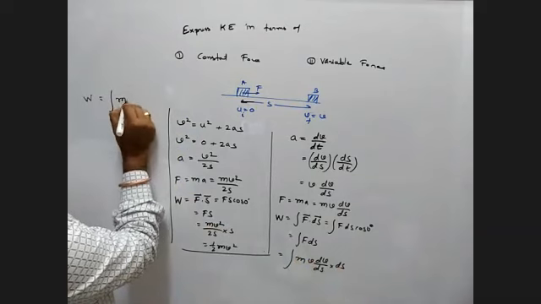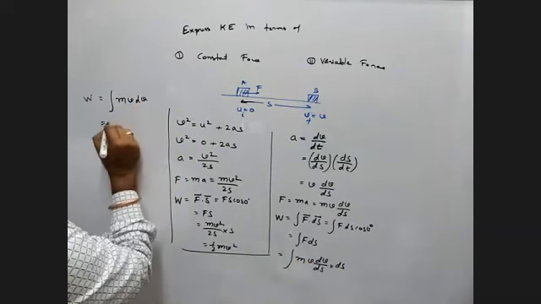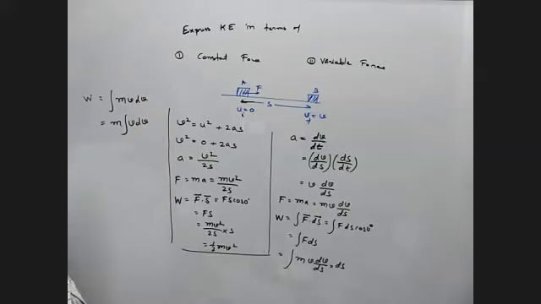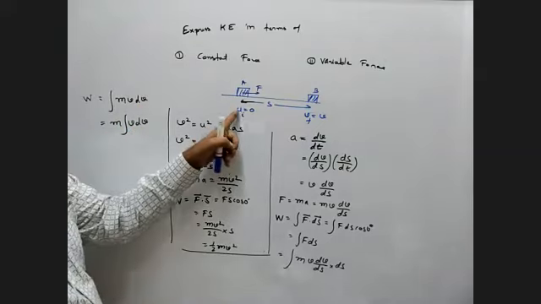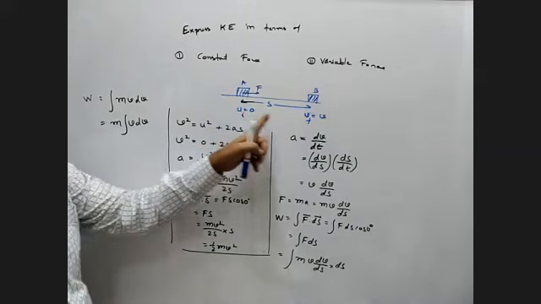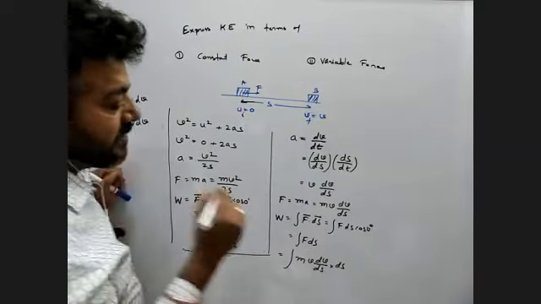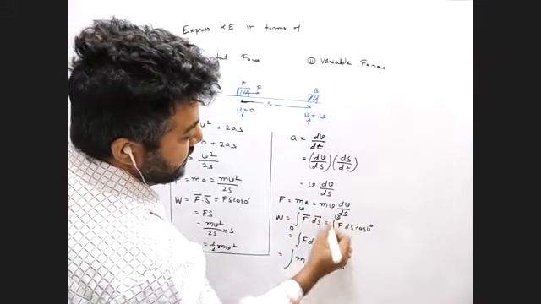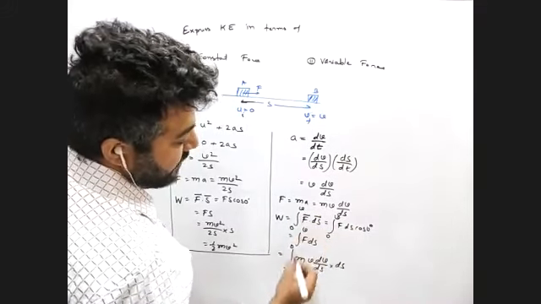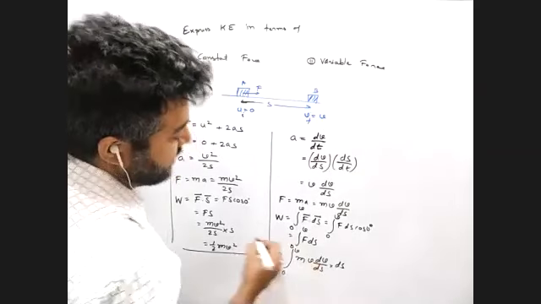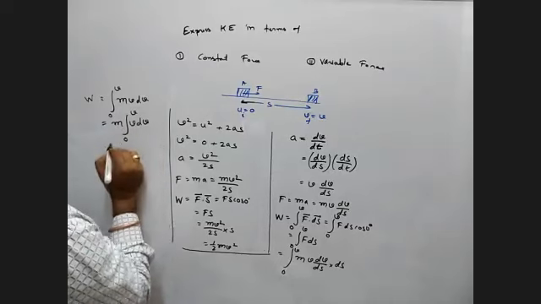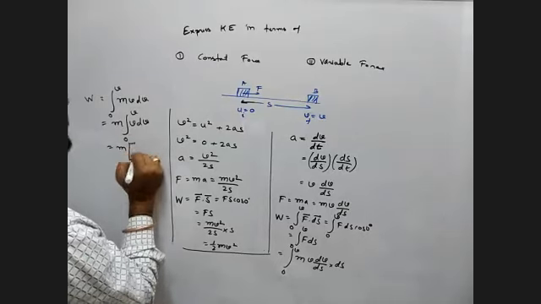So m v dv. Now see, your initial value of velocity is 0, the final is v. So we can put the initial is 0, final is v. That is m v dv.